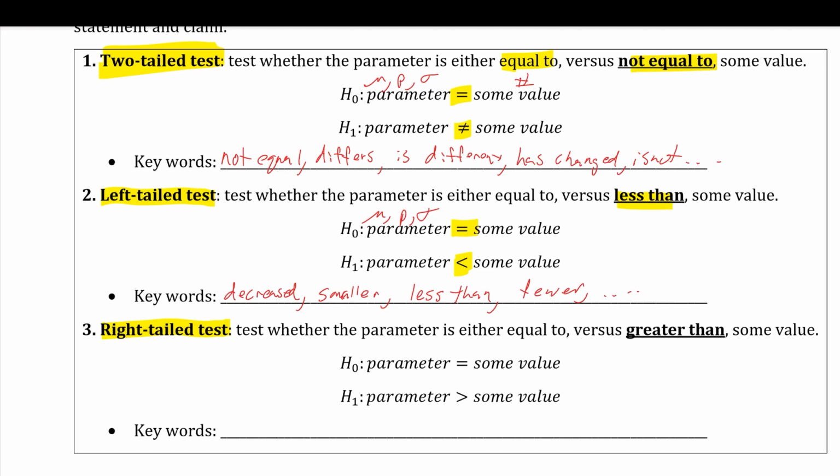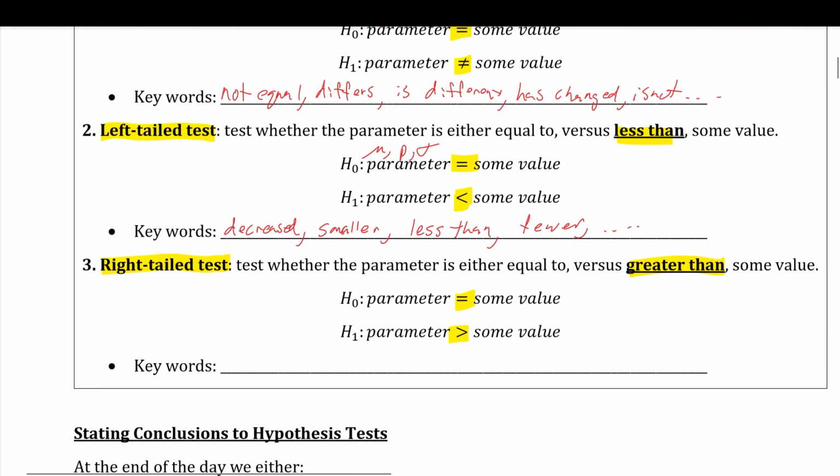A right-tailed test is greater than, right? So that's the symbol that we're using. It's the same idea. We have some sort of parameter, whether it's mu, proportion, or the standard deviation. And again, the keywords that are synonymous with greater than are the following: increased, bigger than, more than, larger, exceeds, and of course there are many more.